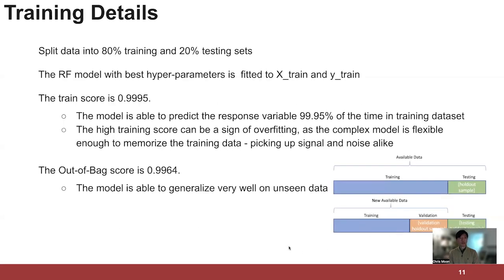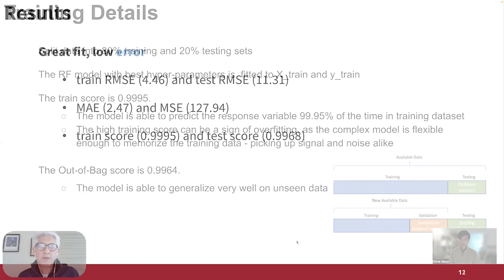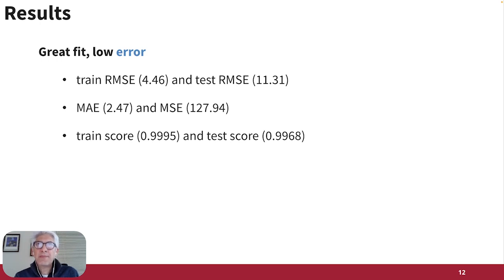For training details, we split the data into 80% training and 20% testing sets, and the random forest model was fit on the training data set. The training score came out to be 0.9995, which is very high, which indicates the model is able to predict the response variable 99.95% of the time on the training data set, which can be a sign of overfitting, as the complex model may pick up on not just the signal, but also noise. The out-of-bag score is 0.9964, which is also high, which means the model is able to generalize very well on the unseen dataset. Now, let's talk about results.